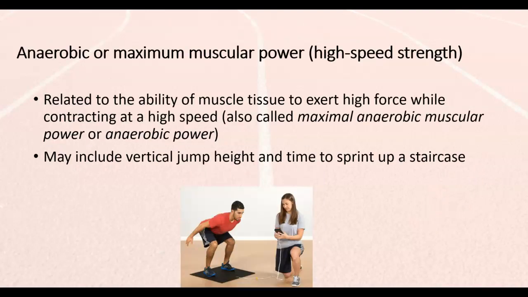Okay. Anaerobic or maximum muscular strength. This is considered a high-speed strength. So this is related to the ability of muscle tissues to exert high force while contracting at a high speed. This is also called maximal anaerobic muscular power or anaerobic power. You may see all of those terms thrown around all the time. Most of the time they're used synonymously. So this may include vertical jump height and time to sprint up a staircase. So that is pretty much testing your maximal anaerobic power. Why? Because you're using your anaerobic or phosphagen systems at this point. You're not using oxygen during this exercise task. Remember that.